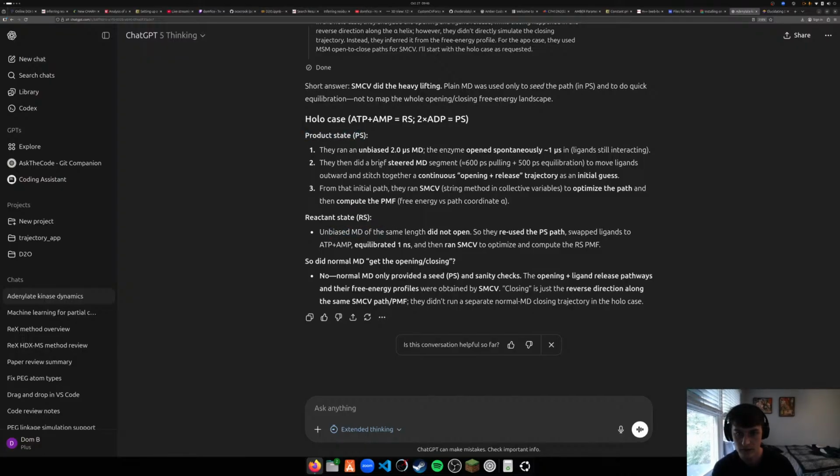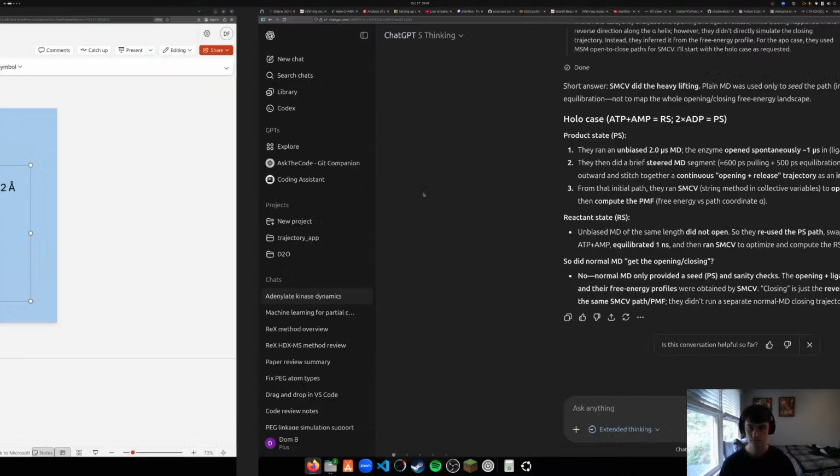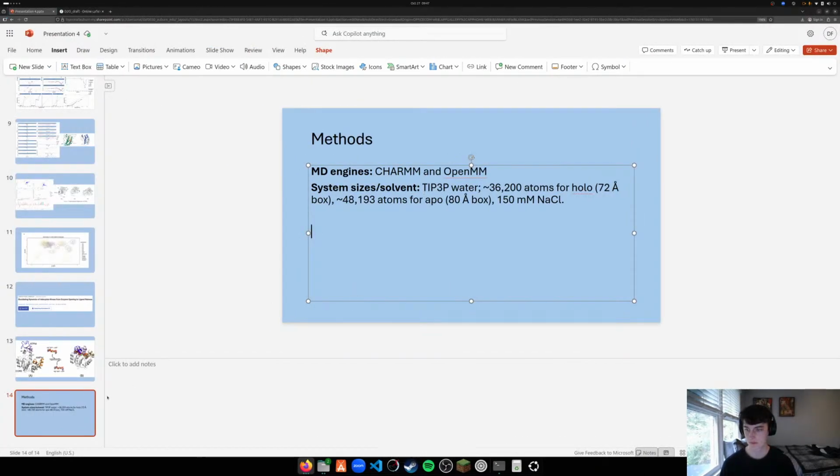So this is the product state. Reactant state: unbiased MD of the same length did not open. So they reused the product state path, swapped ligands to ATP and AMP, equilibrated 1 nanosecond, then ran SMCV to optimize. Normal MD only provided the seeds and sanity checks, the opening, loose pathways. Okay.